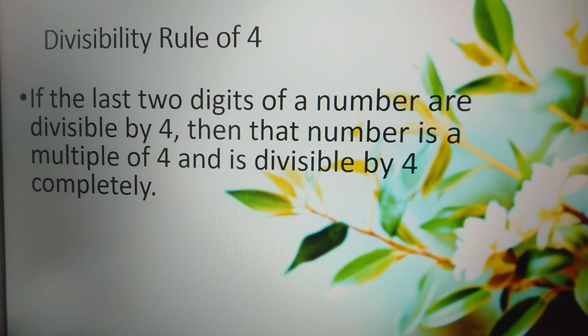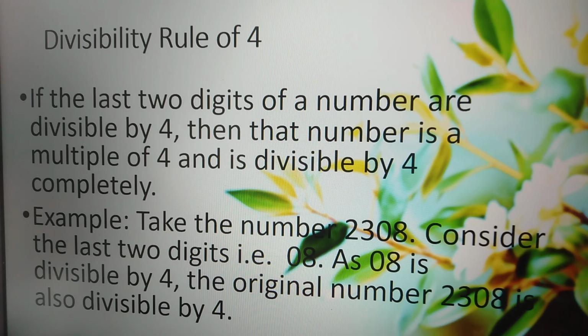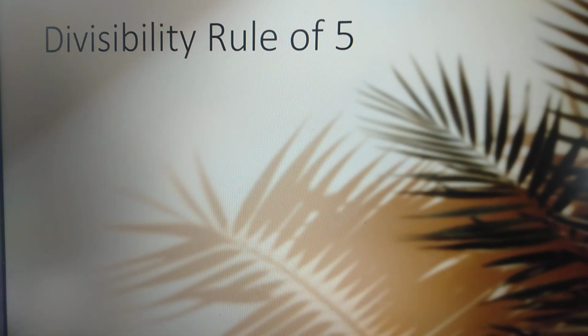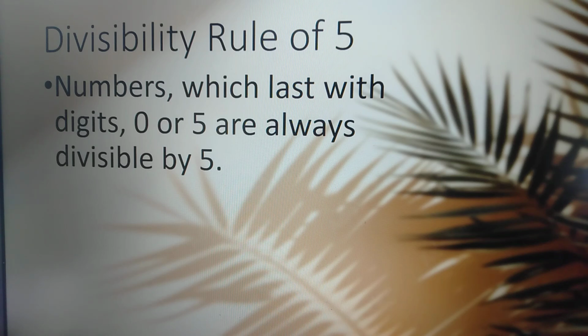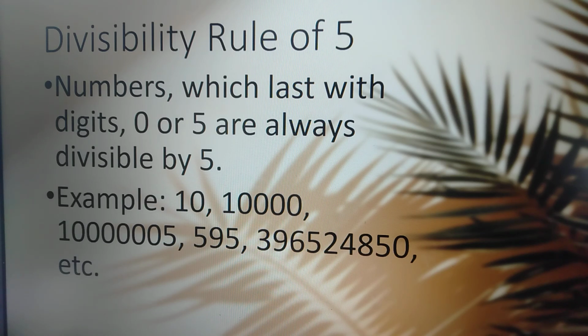The next rule is the divisibility rule of 4. If the last two digits of a number are divisible by 4, then that number is a multiple of 4 and is completely divisible by 4. Take the number 2,308. The last two digits are 08, which is divisible by 4. Therefore, the original number 2,308 is divisible by 4. Next is the divisibility rule of 5. Numbers whose last digit is 0 or 5 are always divisible by 5. For example, 10. All of those numbers have a last digit of 5 or 0, so all of them are divisible by 5.